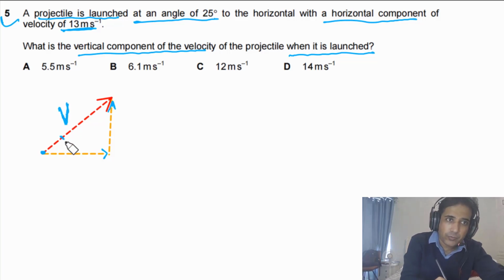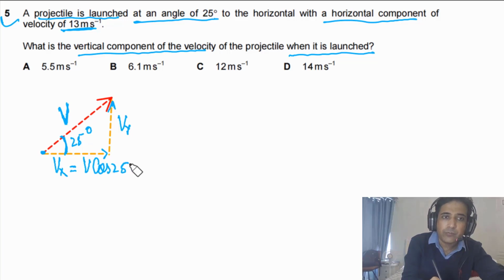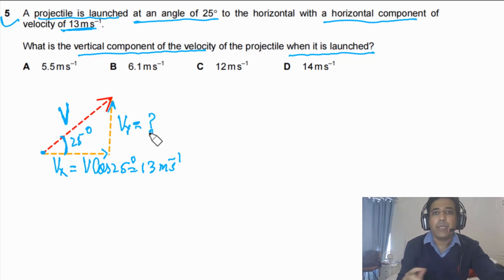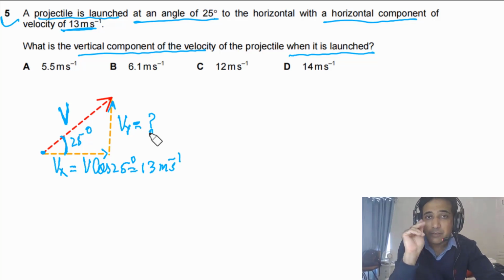And angle of projection is given to us, means the launch angle is given to us, that is equal to 25 degrees. We can say this vertical component is vy and horizontal component is vx. And vx will be equal to v cosine of 25 degrees, and magnitude of this one is equal to 13 meters per second. We need to find out what is value of vy. So we can answer this question in different ways, but this is multiple choice exam, so we have to be smart enough to answer these questions quickly.